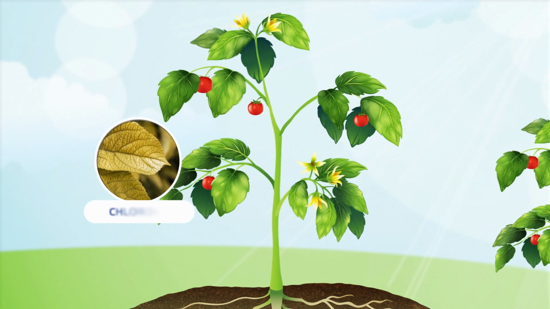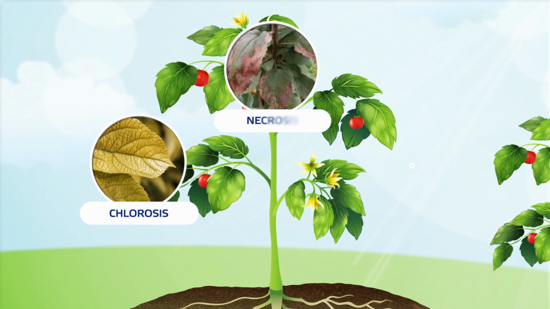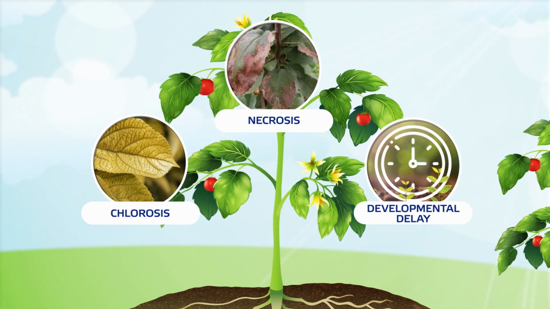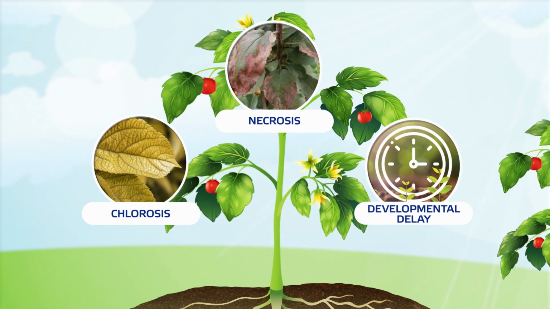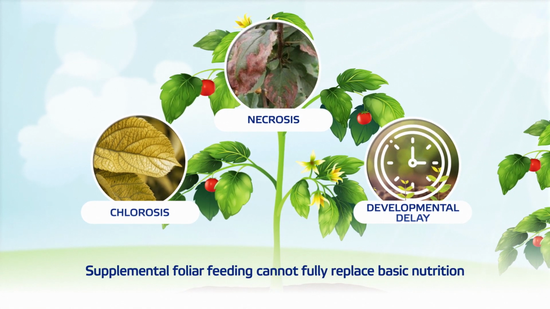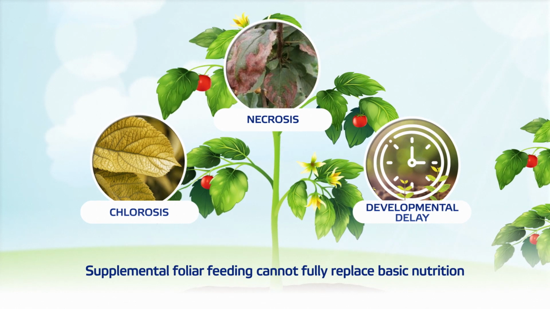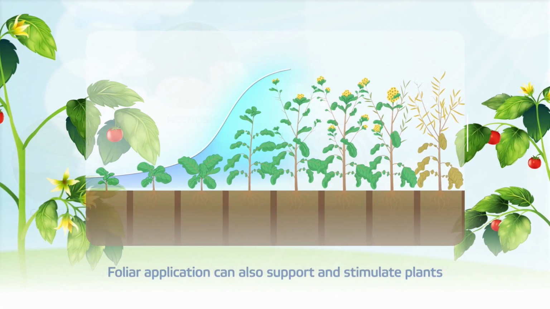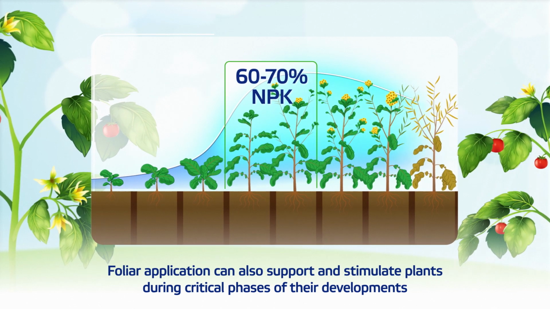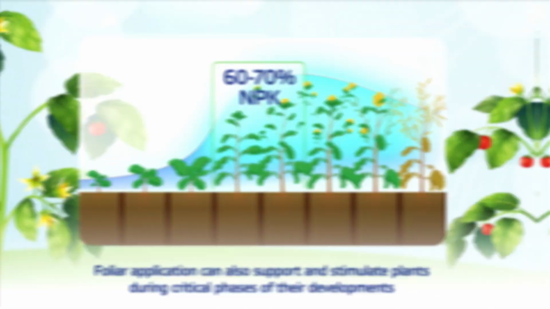Foliar application can also be introduced to adjust feeding if a plant suffers from a lack of nutrition, which can manifest itself as chlorosis, necrosis, or developmental delay. However, supplements of foliar feeding cannot fully replace basic nutrition. Foliar application can also support and stimulate plants during critical phases of their development.